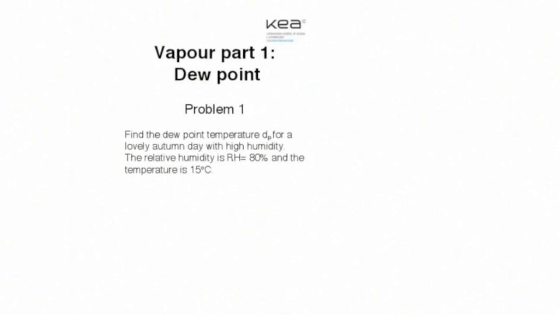So what we have to do is find the dew point temperature, and please note the abbreviation for dew point is dP. It's a lovely autumn day with high humidity, and the relative humidity is 80% and the temperature is 15 degrees Celsius.